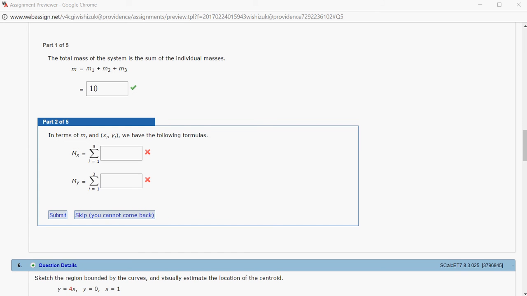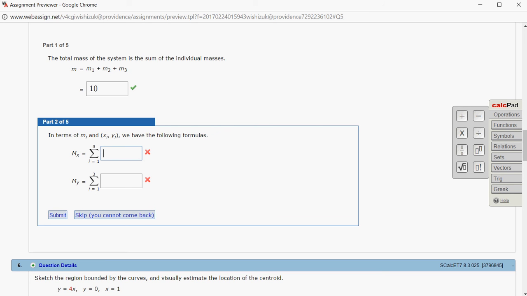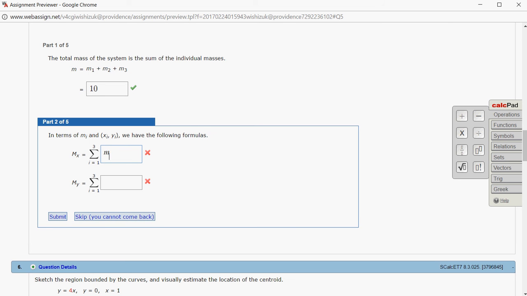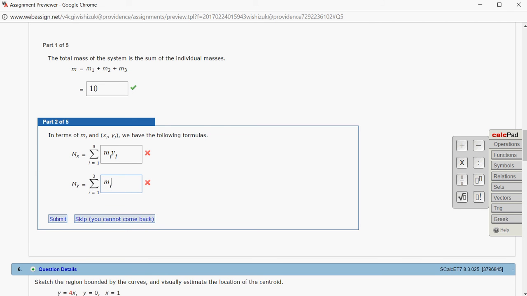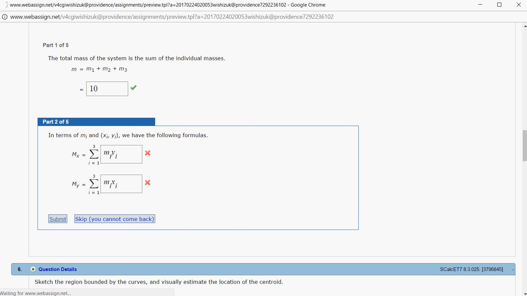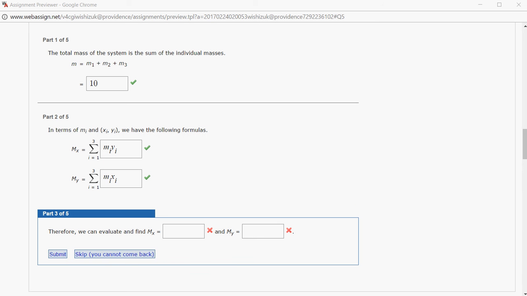Alright, let's look at part 2. We want to find the moments about the x-axis. With respect to the x-axis, we would have m sub i, and then this is a little tricky one, it's going to be y sub i, right? And if you want moments with respect to the y-axis, you have m sub i and then x sub i, right? So let's submit for testing. Alright, it came back and looks like we got this one correctly as well.